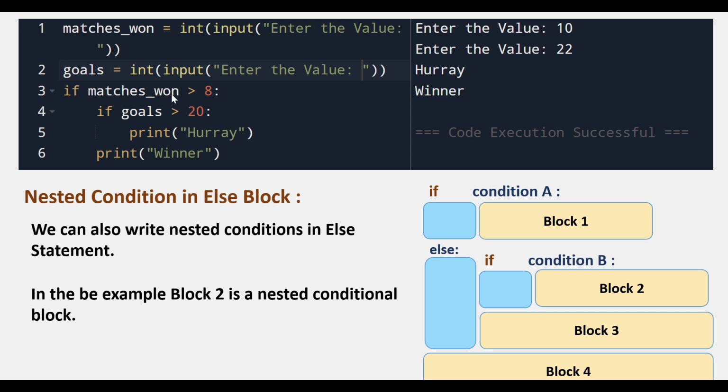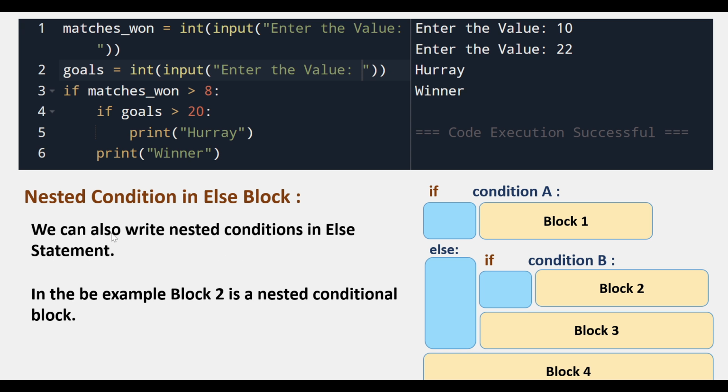If it is satisfied, then under it we have another if condition: the goals must be more than 20. If this condition is satisfied, hurry will be printed, and winter is also printed. This is the nested if condition.